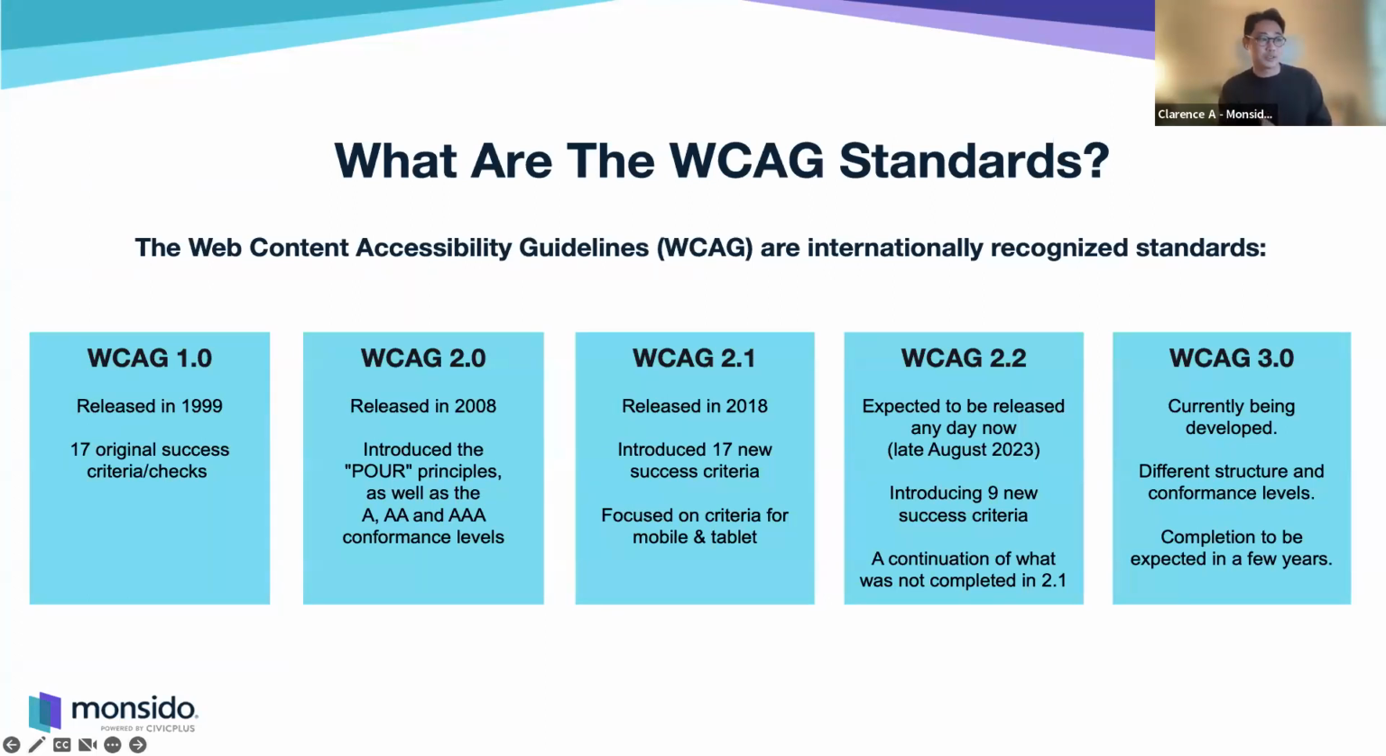And of course, we've got 2.2. They've introduced 9 new success criteria. And this, of course, has not yet been fully released. The proposed recommendation was to be released in July. It keeps getting pushed back and back and back, but I strongly believe this time around it is going to be released in late August. So it is in final draft. Any moment now, it is imminent.